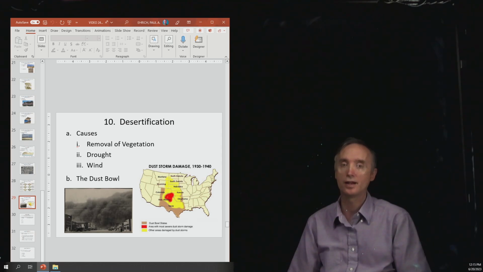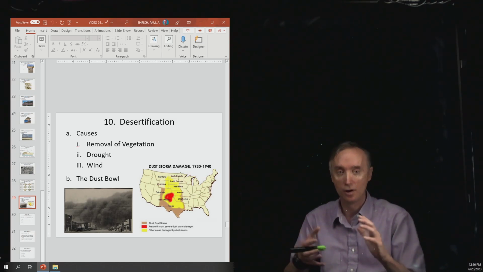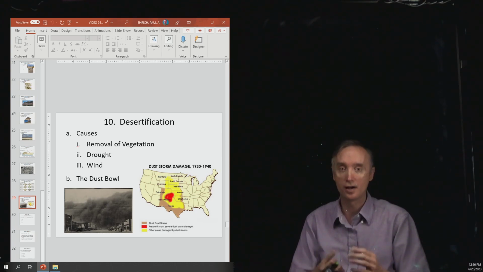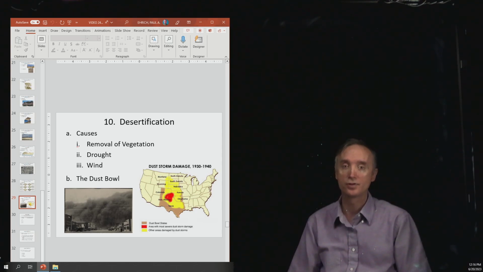Okay, then the next thing that happened is a prolonged drought. A prolonged drought is going to cause, again, plants to die, so then they're not going to have that root system anymore. It's also going to cause the soil to have less water in it. And we found that soil that has water in it can hold together better than dry soil. So during this period of time, there was a drought in the central part of the United States.